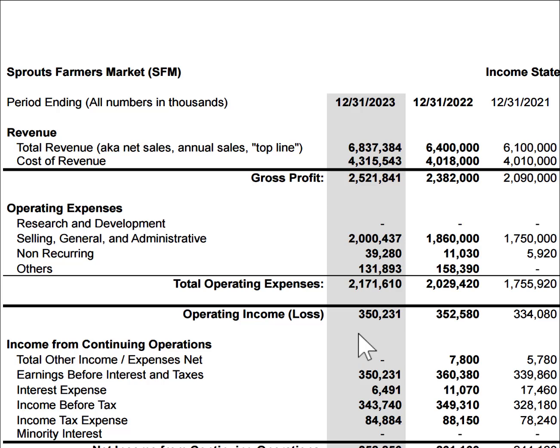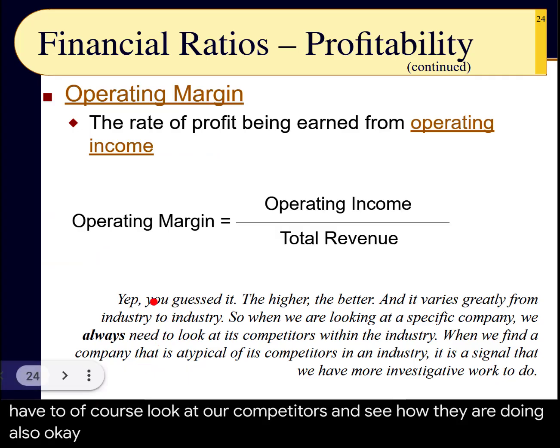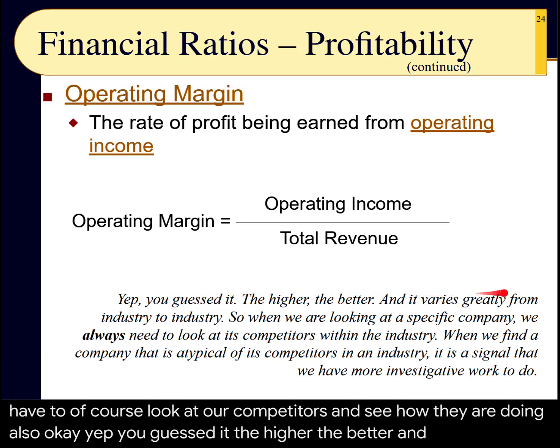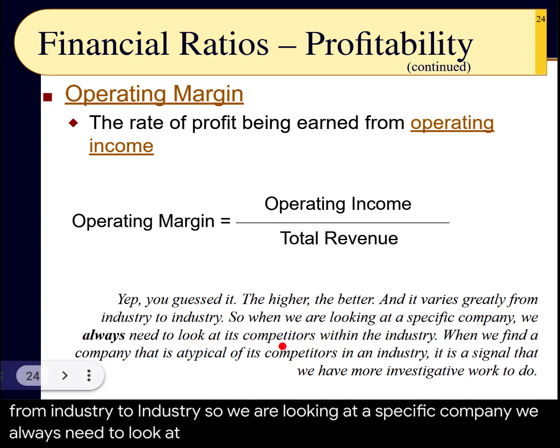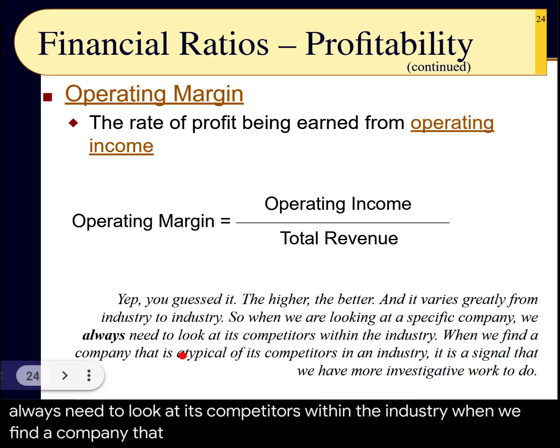Yeah, about 5%, because it's a very, very competitive business. But we would have to, of course, look at our competitors and see how they are doing also. Okay, yep, you guessed it. The higher the better, and it varies greatly from industry to industry. So when we're looking at a specific company, we always need to look at its competitors within the industry. When we find a company that is atypical of its competitors in an industry, well, that's a signal.